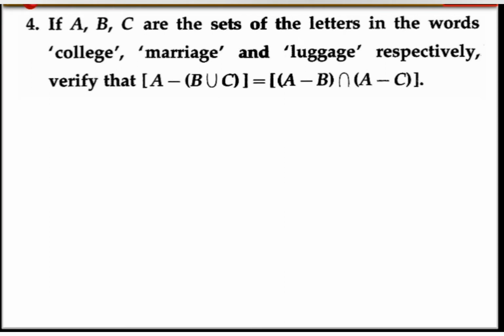Number 4. If A, B, C are the sets of the letters in the words college, marriage, and luggage respectively, verify that A − (B ∪ C) = (A − B) ∩ (A − C). Solution.